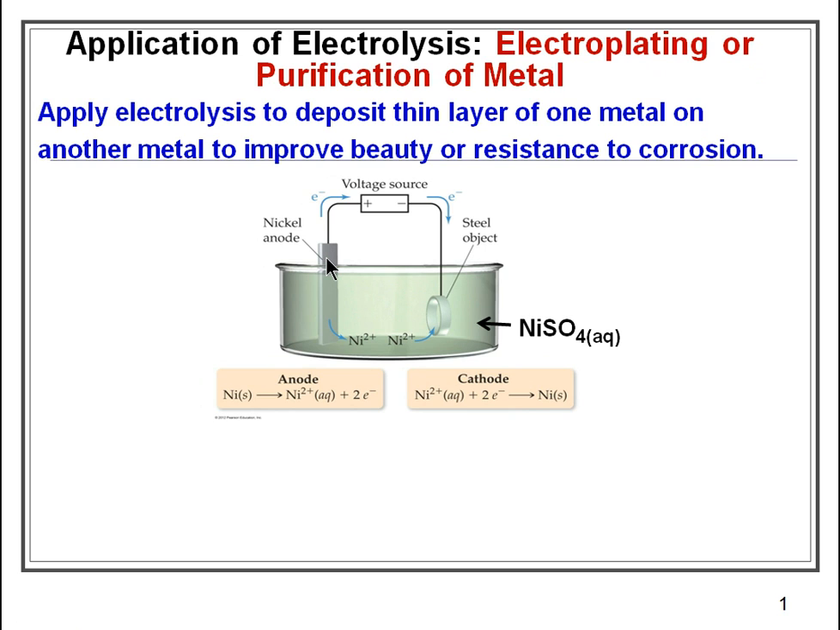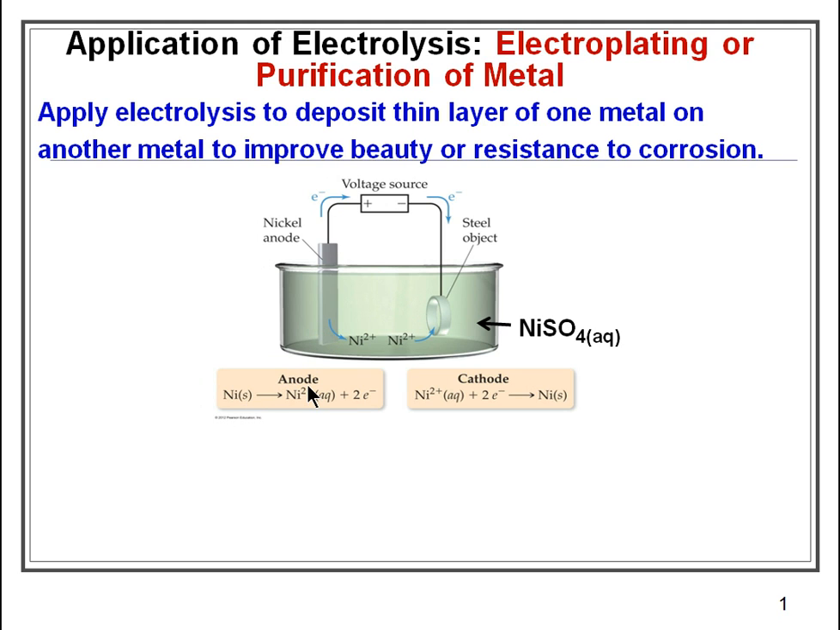So a pure nickel rod is used as an anode, and the steel object here will serve as a cathode, and external voltage will be applied through a battery. The electrolyte we will use here is nickel sulfate in aqueous form, meaning nickel sulfate is dissolved in water. So there are two reactions that will happen.